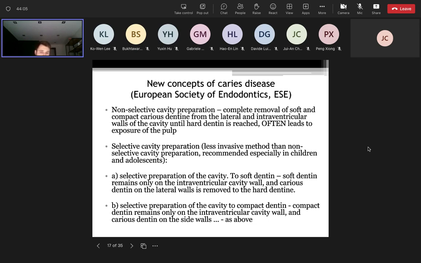Selective preparation of the cavities to compact dentin. Compact dentin remains only on the intraverticular cavity wall, and caries dentin on the side walls is removed as in the above. So in this case, we have a little bit smaller cavity, which allows us to get compact dentin on the bottom of the cavity. In that case, we can place the composite material and finish the treatment in a single appointment.